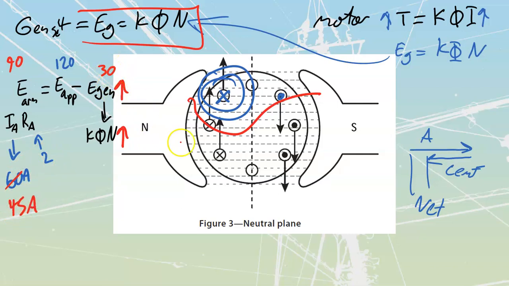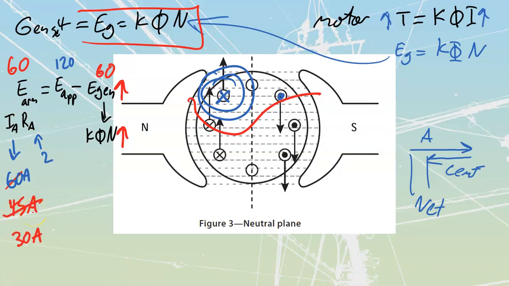And then if we continue to speed up, as N increases, my generated value is going to increase. Let's take this all the way up to a value now of 60, which would mean that 120 minus 60 would mean that I've got 60 now on my armature, which would mean that 60 divided by 2, the resistance of my armature, would mean my armature current would now be dropping down to 30 amps over here.